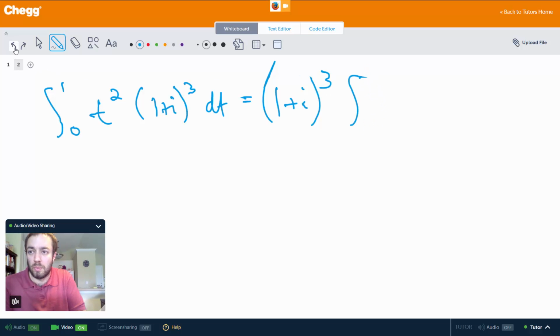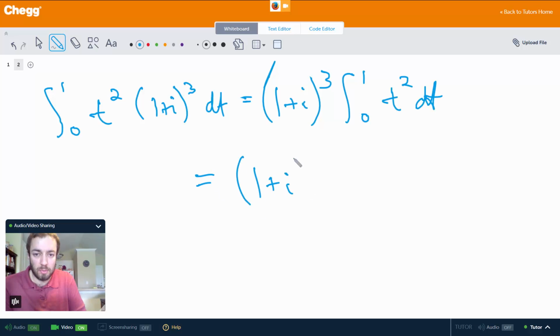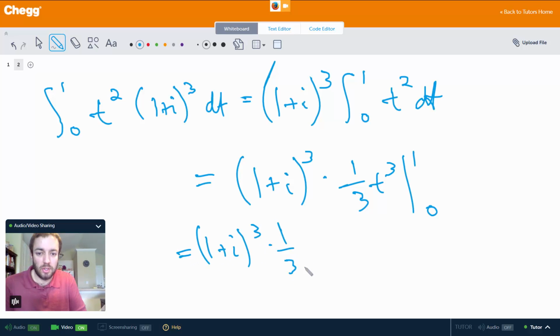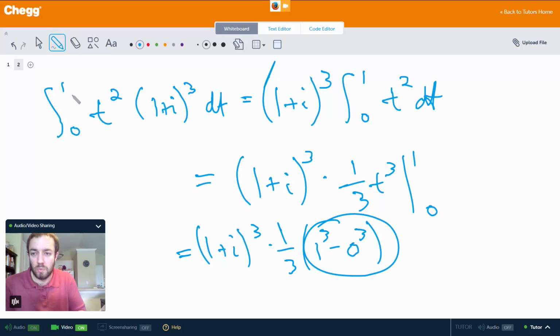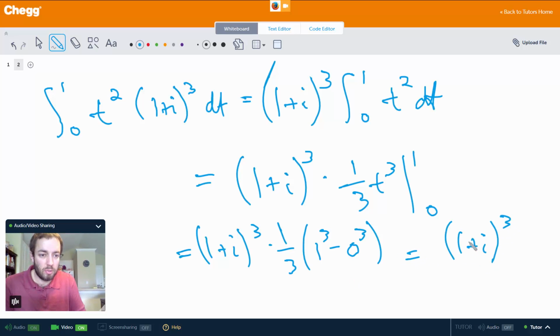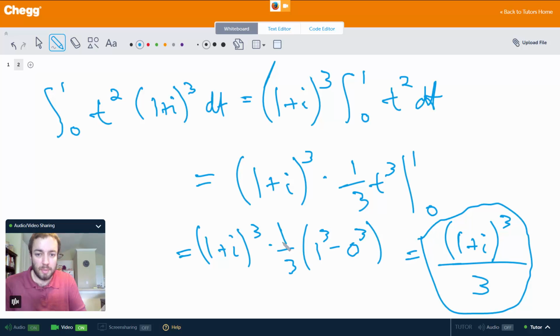So we are integrating from 0 to 1 of t squared dt. This is pretty much a plain old calculus 1 type integral, except with the goofy constant multiple out in front. If we integrate t squared, we get 1/3 t cubed, evaluated from 0 to 1. So this is (1 plus i) cubed times 1/3 times 1 cubed minus 0 cubed: evaluate at the top minus evaluate at the bottom. 1 cubed is 1, 0 cubed is 0, so this entire expression is just 1. Our final answer, therefore, is (1 plus i) cubed, all divided by 3, dividing by 3 because of the 1/3 out here.